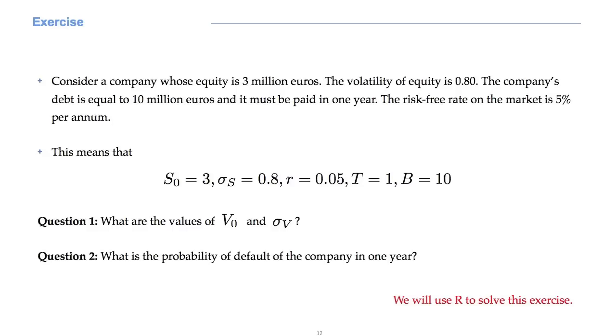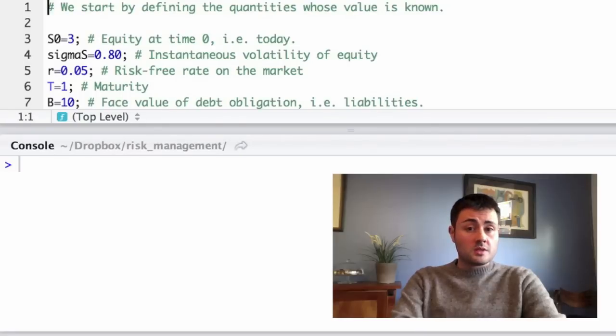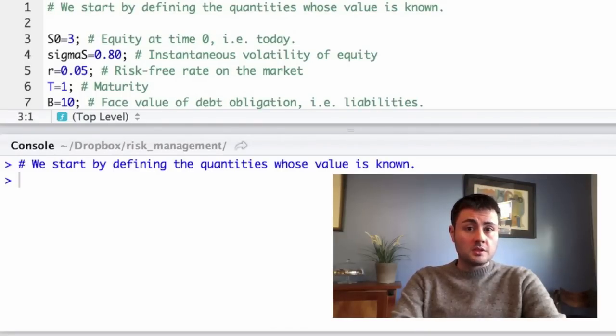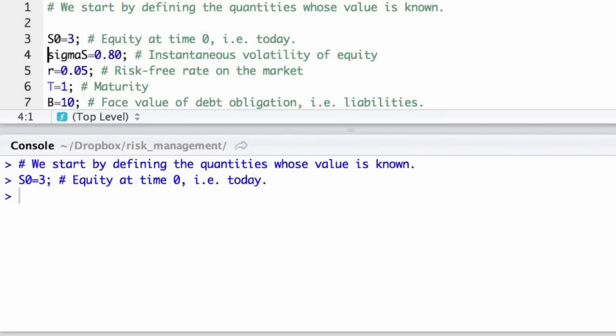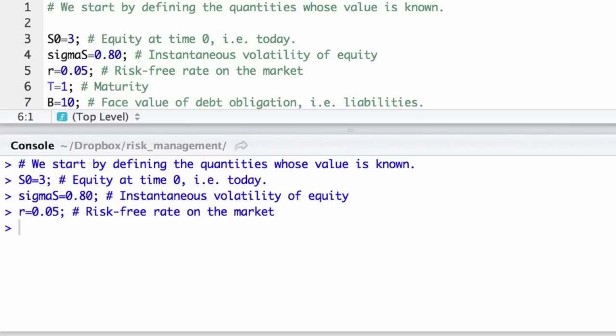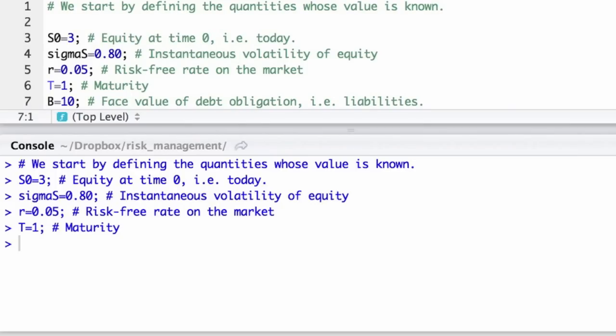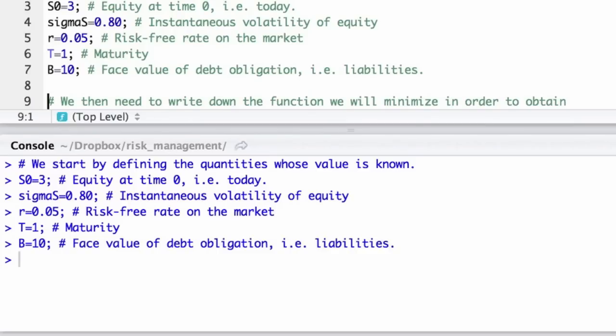To solve this exercise, we will make use of R. The code we are going to use is available in the course materials. We start by defining the quantities whose value is given in the text of the exercise. These include, among the others, the value of equity at time 0, that is to say today, equal to 3 million euros, the risk-free rate, sigma s, maturity equal to 1 year, and liabilities equal to 10 million euros.